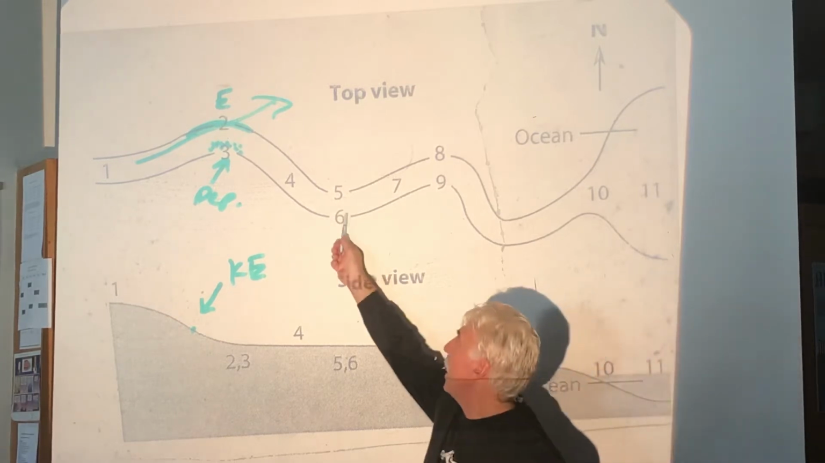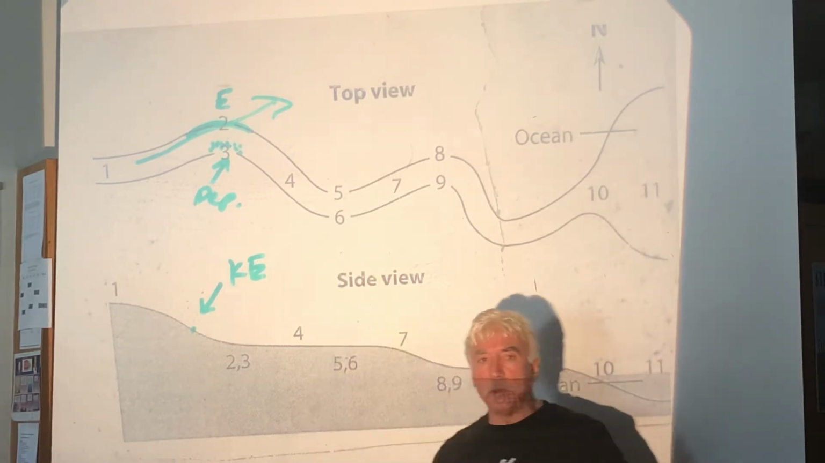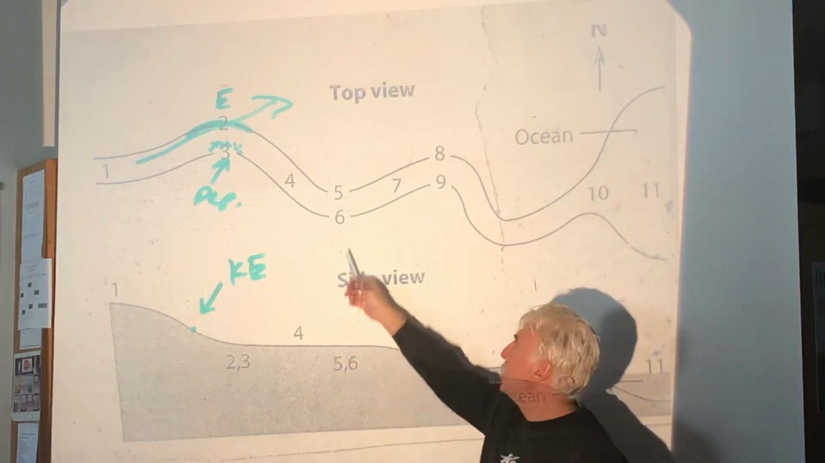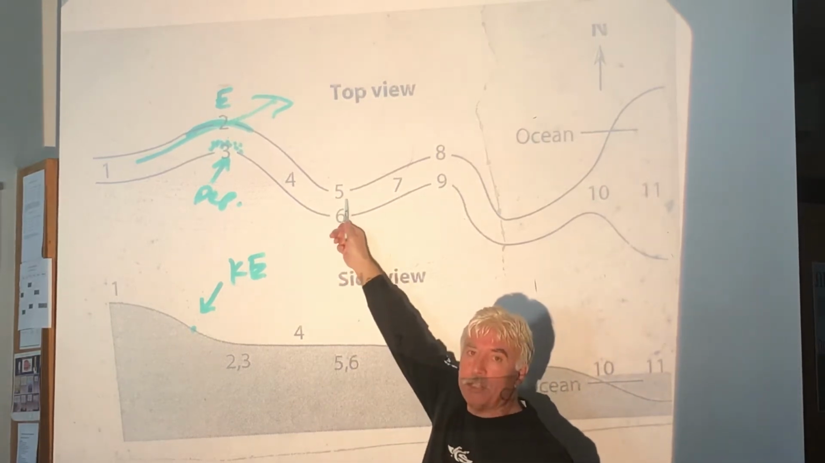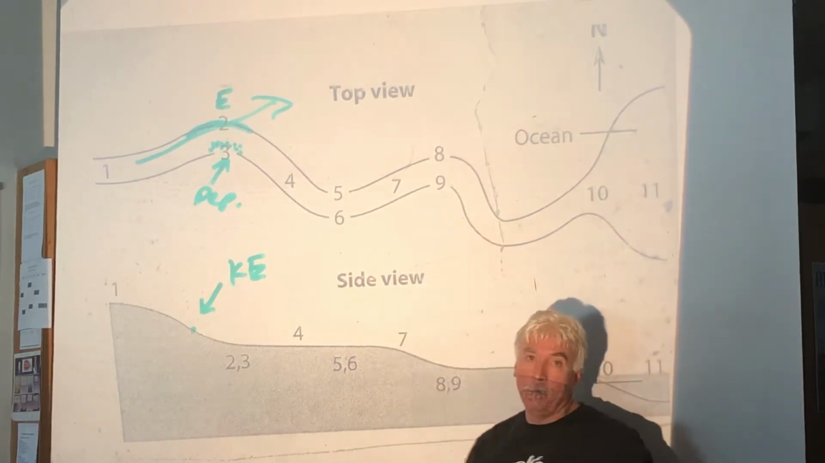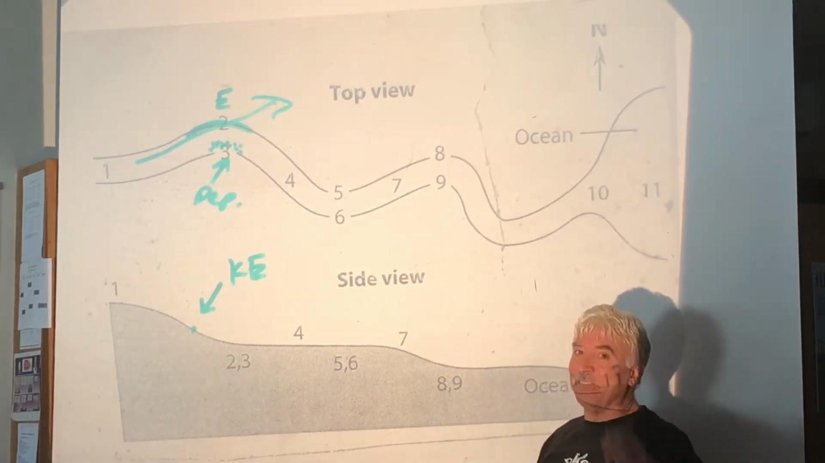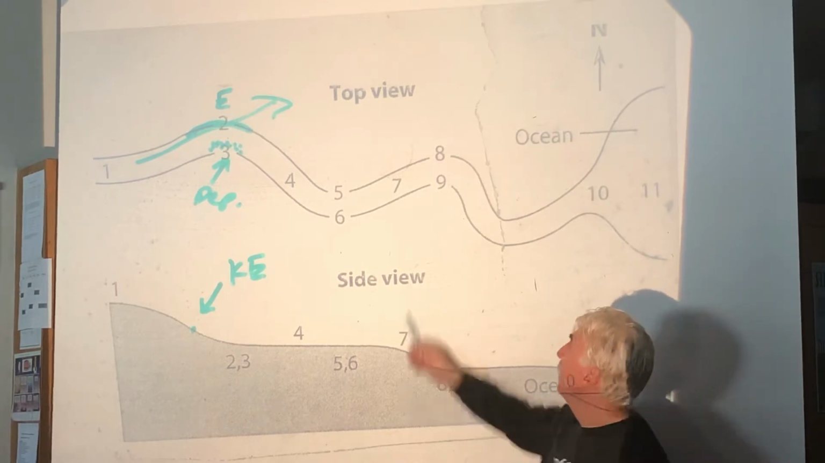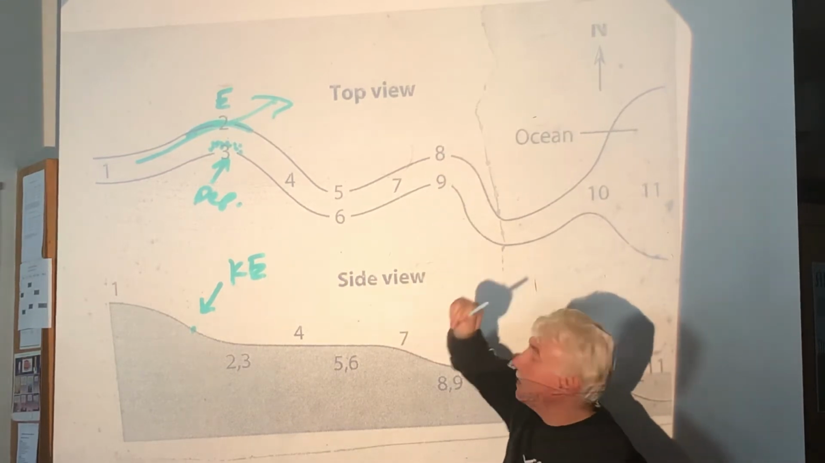So right here, what's going to happen? Which side is going to be the side of erosion? Tell me. That's right. It's number 6. 6 has the erosion. 5 is going to have the deposition. What about right there? Yep, it's going to be 8. Were you wrong? Hopefully you weren't. 8 is the erosion. D is the deposition.